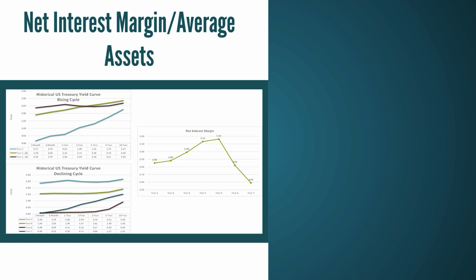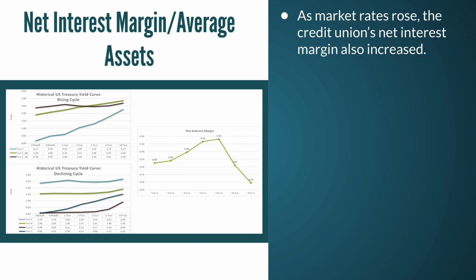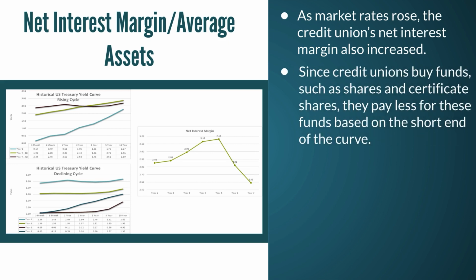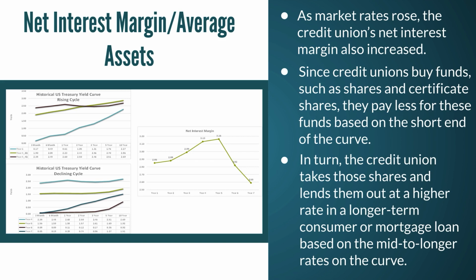You can also see the impact rising rates have on the credit union's net interest margin. As market rates rose, the credit union's net interest margin also increased. Since credit unions buy funds, such as shares and certificate shares, they pay less for these funds based on the short end of the curve. In turn, the credit union takes those shares and lends them out at a higher rate in a longer-term consumer or mortgage loan based on the mid to longer rates on the curve.